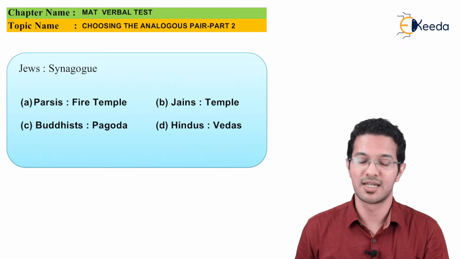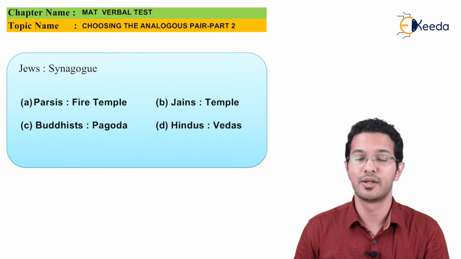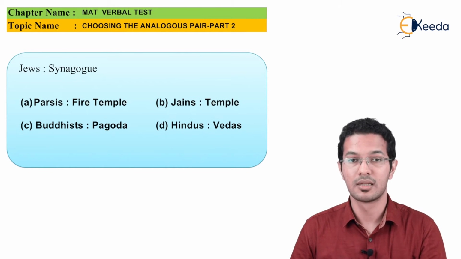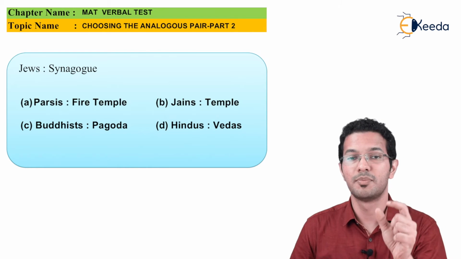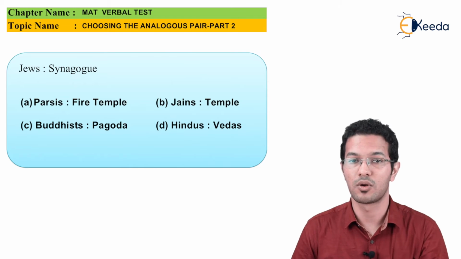The first MCQ says that Jews is related to synagogue. Thus, let us see the relation. Jews are the people who worship the synagogue.